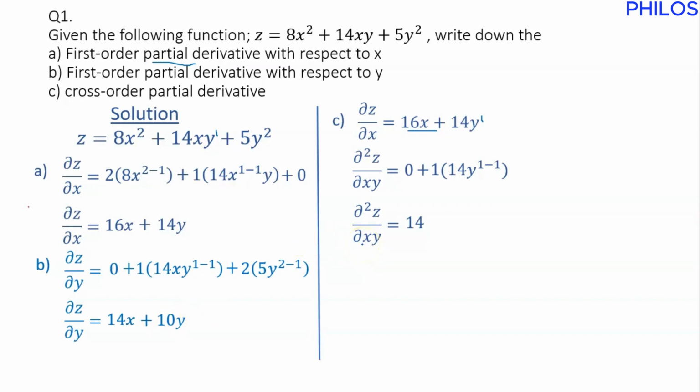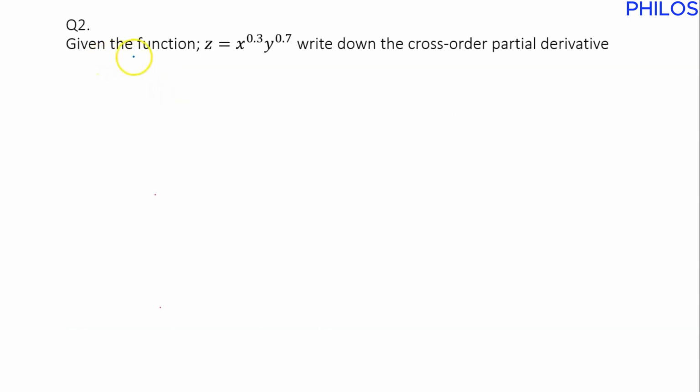So let's proceed to question 2. Question 2. Given the function z equals x exponent 0.3 multiplying y exponent 0.7, write down the cross-order partial derivative. So to solve this, first let's recall the function, which is z equals x exponent 0.3 multiplying y exponent 0.7.